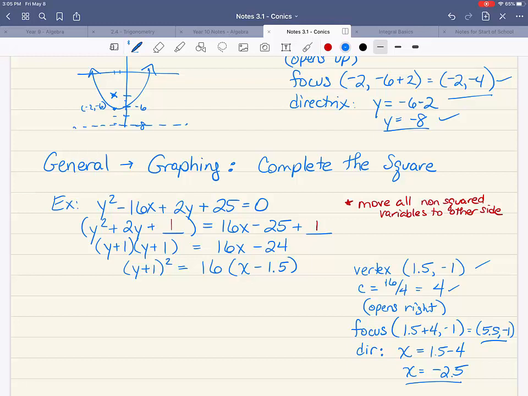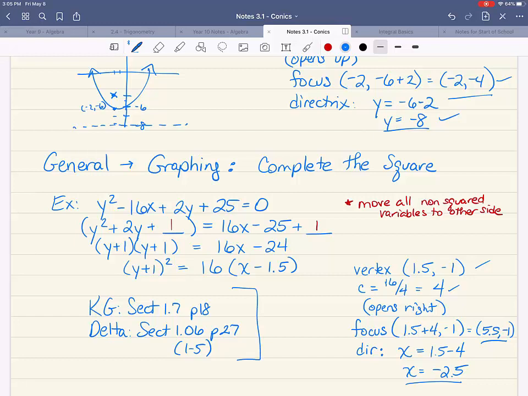All right, now for the assignment. From the Griffith book, this is section 1.7, which is on page 18. I suggest you do either the odds or the evens. Out of the Delta book, it is section 1.06, which is on page 27. Only do problems 1 through 5. Their problems are longer in the Delta book. That's why it looks like they're doing a lot less, but they're really not.